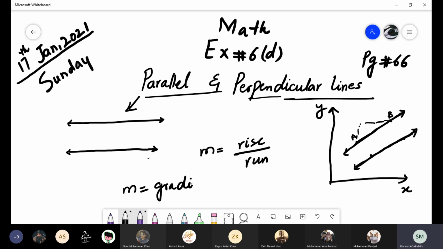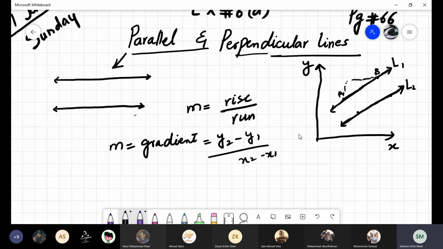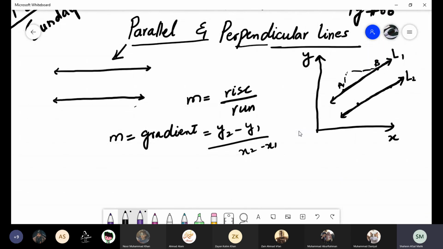What is the formula for the gradient? y2 minus y1 over x2 minus x1. Very good. So what will be the slope of line 1 if this is line 1 and this is line 2? We can say that for these two parallel lines, the slope of the first parallel line, m1, will be equal to the slope of the second parallel line, m2. Understand?